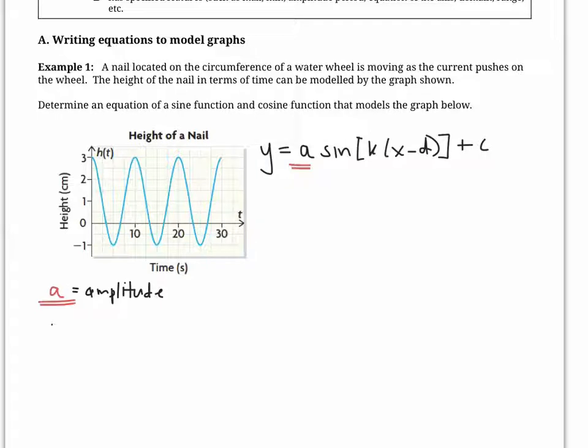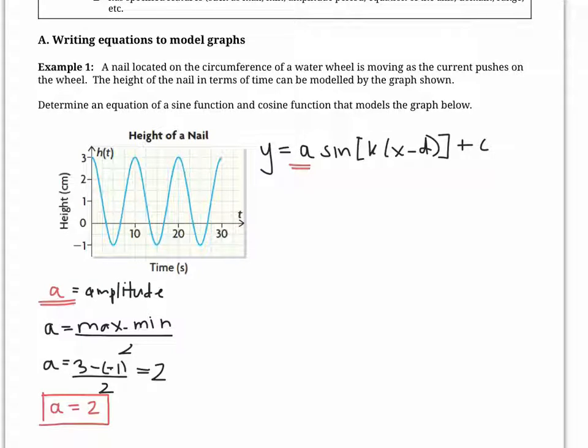We can remember that the equation for the amplitude, it's not the average, it's the distance from the middle to the top. So we're going to take the max minus the min divided by 2. And we can see that the maximum value here is 3 and the minimum is -1. So we'll have 3 minus -1 all over 2, which is equal to 4 over 2, which is equal to 2. And this logically makes sense because we can see the middle is going to be 1, and the distance from 1 to 3 is 2, and the distance from 1 to -1 is 2. So we have our first letter done.